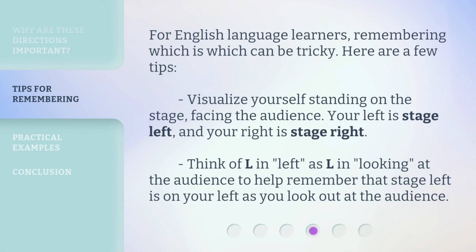For English language learners, remembering which is which can be tricky. Here are a few tips. Visualize yourself standing on the stage, facing the audience. Your left is stage left, and your right is stage right. Think of L in left as L in looking at the audience to help remember that stage left is on your left as you look out at the audience.